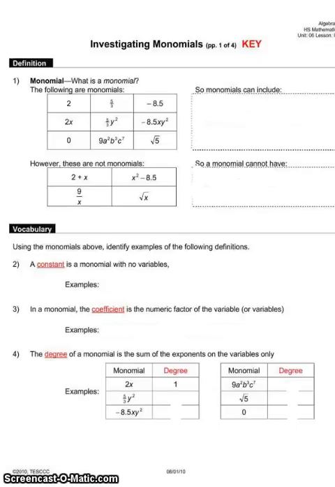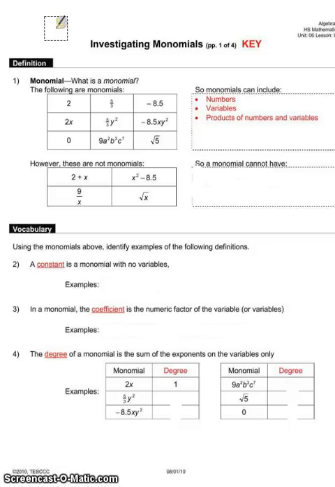Okay, class, today we're going to be investigating monomials. Now, when looking at monomials, there are different types of monomials. One thing a monomial can be, if you look at the chart to the left, is a number. So we have 2, 5/3, negative 8.5. It also can be, as you see, 2x, so it can also be a variable. Or it can be a product, meaning a multiplication of a number and a variable. So these are the different things that a monomial can be.